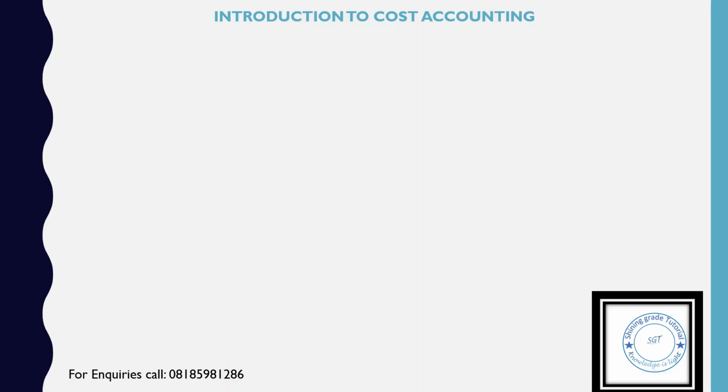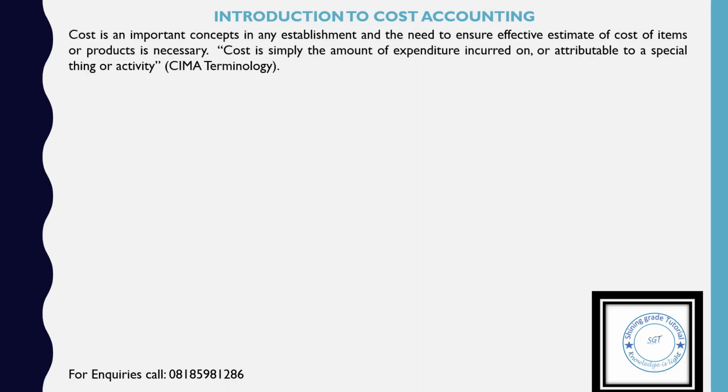So we can look at the similar terminology on cost. Cost is an important concept in business management, and you need to ensure effective estimate of cost of items of the industry. The terminology defines cost as the amount of expenditure incurred on, or that is attributable to, a special thing or activities. So any amount of expenditure that is incurred on an item or goods or product, or that is attributable to such an item or activities, is termed cost. So the explanation is given by the terminology.